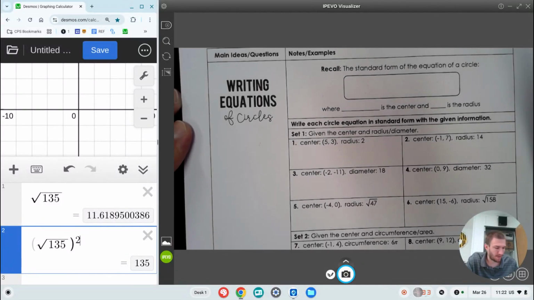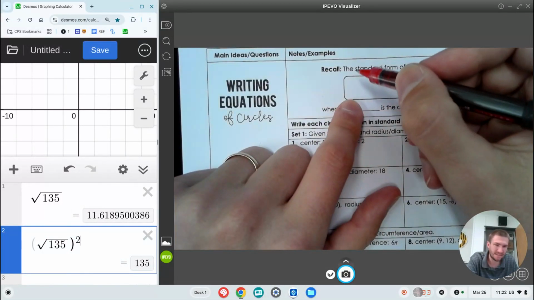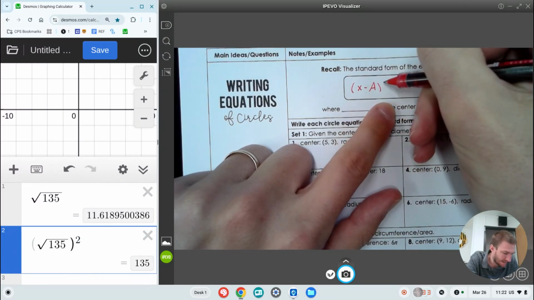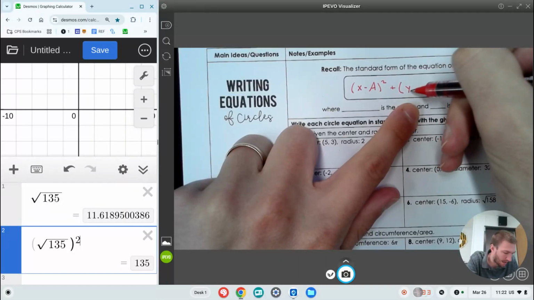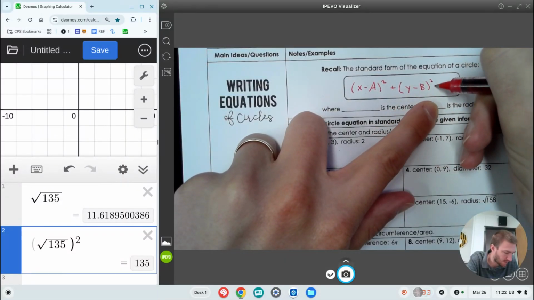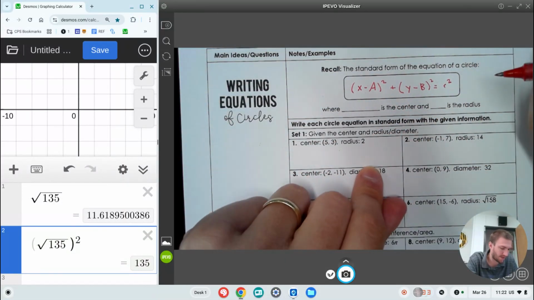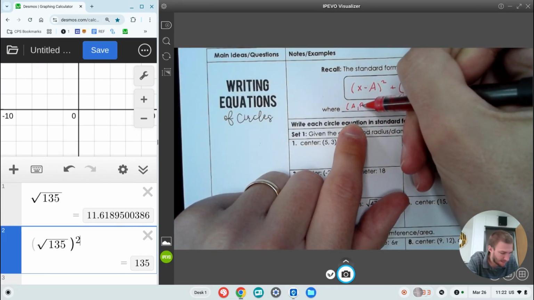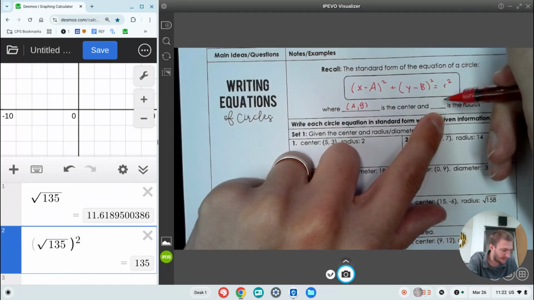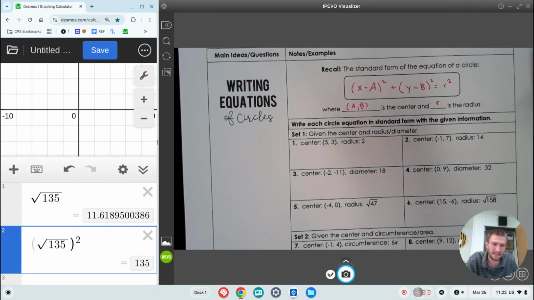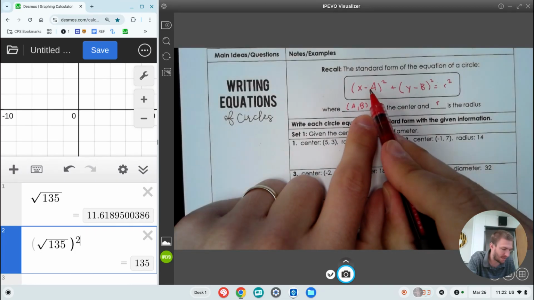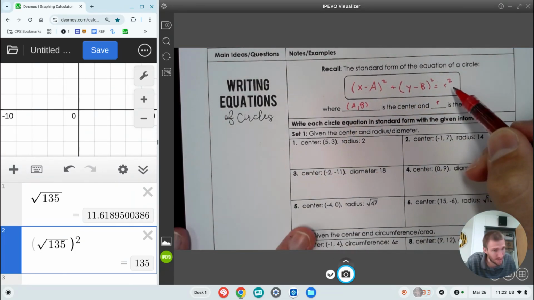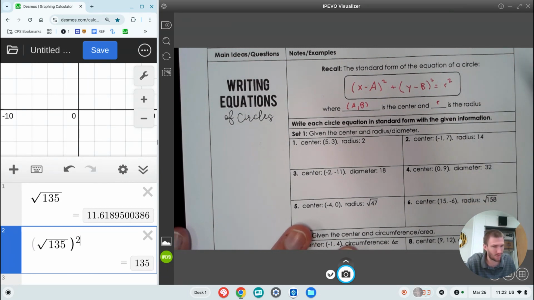All right, we're going to talk about writing equations. The standard form of a circle is (x - a)² + (y - b)² = r². Again, the center is (a, b) and the r is the radius. Remember that the center has opposite signs, and that the r is not the number at the end. The number at the end is r squared.